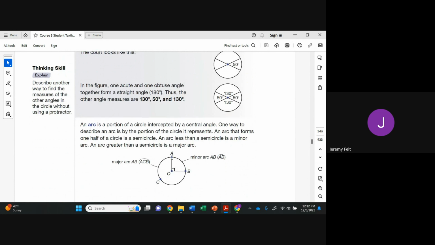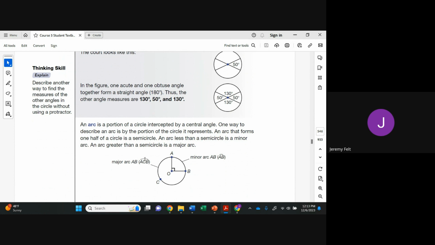minor arc AB, from A to B. And we have to determine that because if we just said A to B, well, we could go from A to B this way, or we could go from A to B this way. So we have to indicate minor arc, and we use this little curve symbol above the 2 letters that are connecting, just like with a line or a segment, we do that using a straight line. Obviously, this curve indicates that it is an arc.